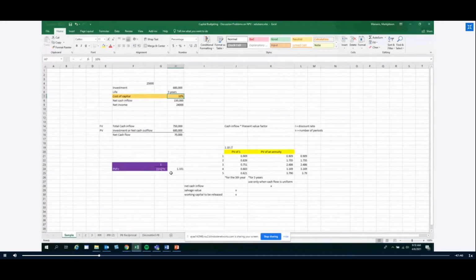Tapos, 1.10, key-in nyo dun sa calculator nyo, press nyo yung divide for 2 times, and then yun na, equals. So, mako-compute mo na si 0.909, tapos equals ulit, 0.826, equals ulit, hanggang sa makarating ka dun sa number 5. Nasundan nyo ba yun? Yun lang muna tayo. Yung pag-calculate ng present value factor.